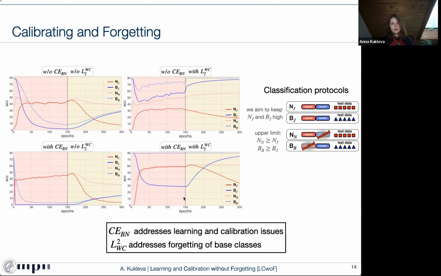And then during the third phase, when we have both base classes and novel classes, it can recover quickly for the base classes back to the way it was before. And at the same time, it's not dropping so fast. Basically, it means that we can balance and calibrate it much better than before. So this was our goal, actually.